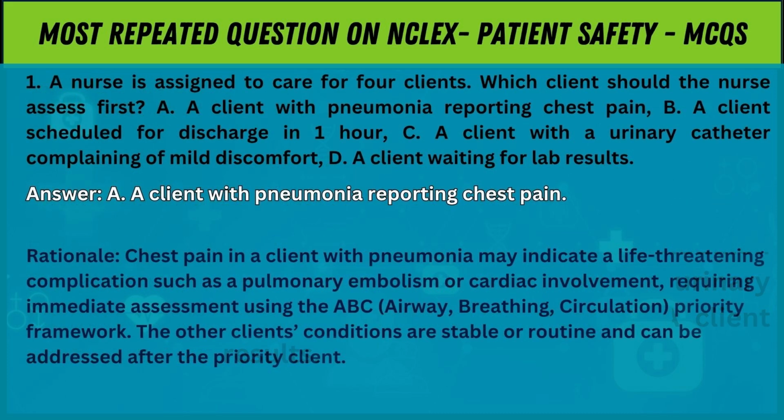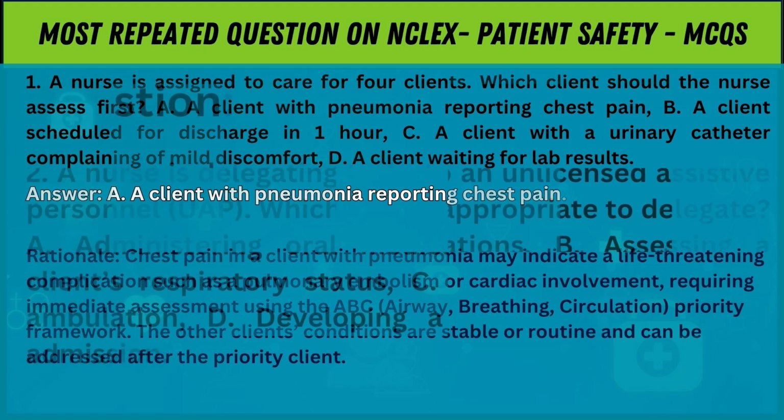Answer: A. A client with pneumonia reporting chest pain. Rationale: chest pain in a client with pneumonia may indicate a life-threatening complication, such as a pulmonary embolism or cardiac involvement, requiring immediate assessment using the ABC (airway, breathing, circulation) priority framework. The other clients' conditions are stable or routine and can be addressed after the priority client.